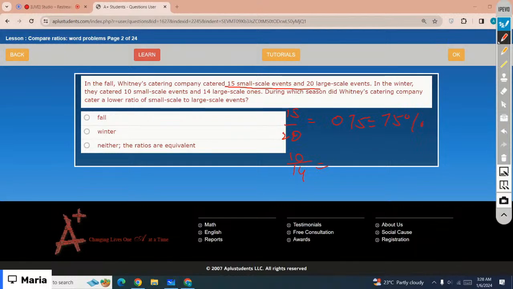The other one is 10 divided by 14 and multiply it by 100, that is 71.4%. So who has lower percentage? The one that has 10 by 14, so that is the winter. The correct option is winter, right? Got it?